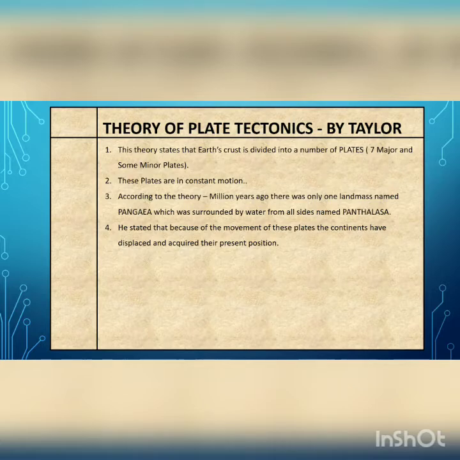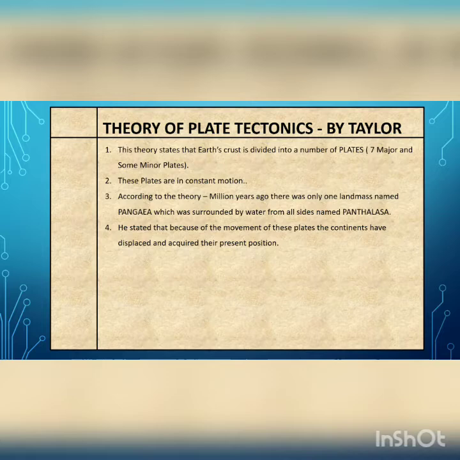During the decade of 1960, Taylor propounded his theory of plate tectonics. This theory states that Earth's crust is divided into a number of plates or lithospheric slabs, which are tectonically known as plates. There are about 7 major and some minor plates, and these plates are in constant motion, moving over the asthenosphere and gliding slowly over the globe, just like a pack of ice in the Arctic Ocean glides under the force of currents or winds.